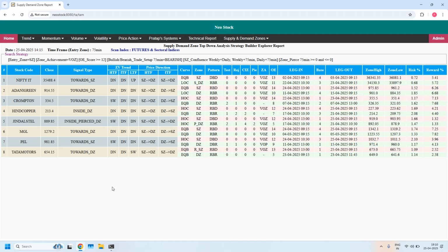Out of those 5 stocks, if any weekly supply zone is having weekly EMA confluence, then these overlapped 75-minute supply zones are having even more high probability to get success.